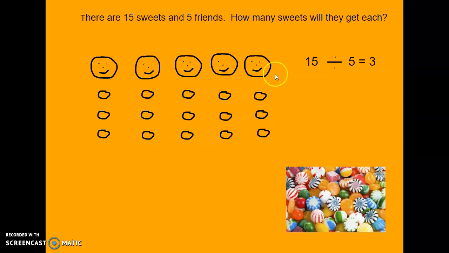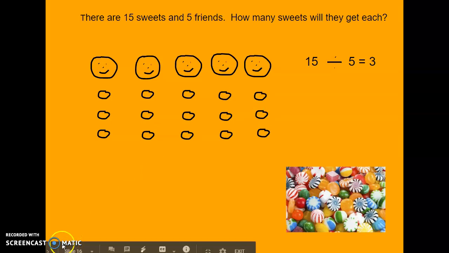We know there are 5 children. So I now have solved the problem. I know that that one is a sharing problem. I had 15 sweets. I shared them between 5 children. And the answer, what is the answer? How many sweets will they get each? They have 3 sweets each, so it equals 3. Did you get the same picture as me? Okay, I hope you did.